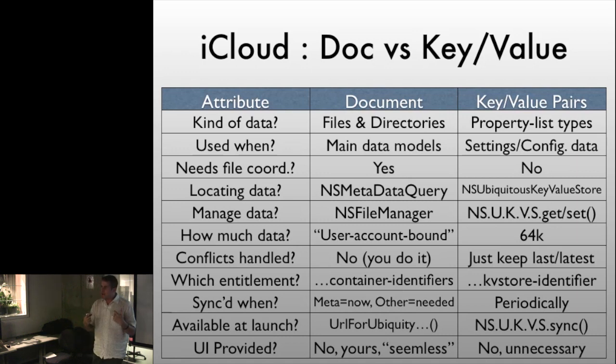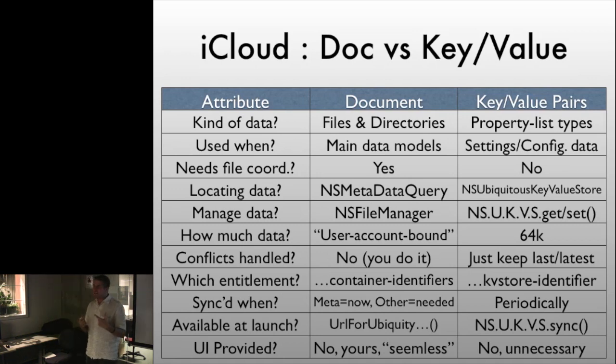Document-based versus key value pair-based. Very quickly, the kind of data in documents are typically files and folders. The kind of data for key value pairs are property list types, strings, numbers, dates, that kind of thing. When you use document-based storage, you use it for your main data models. In the MVC pattern, all the data that comes out of your models, if it's not configuration data or small little tiny pieces of configuration data that you want to share amongst your devices, that's when you want to use the document-based file store for your main model.